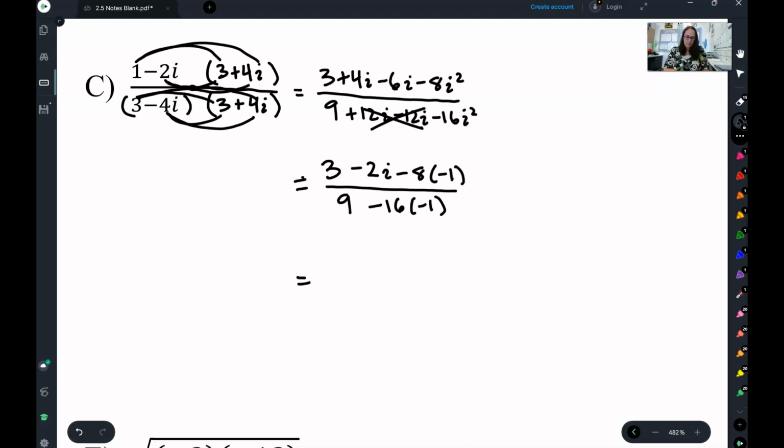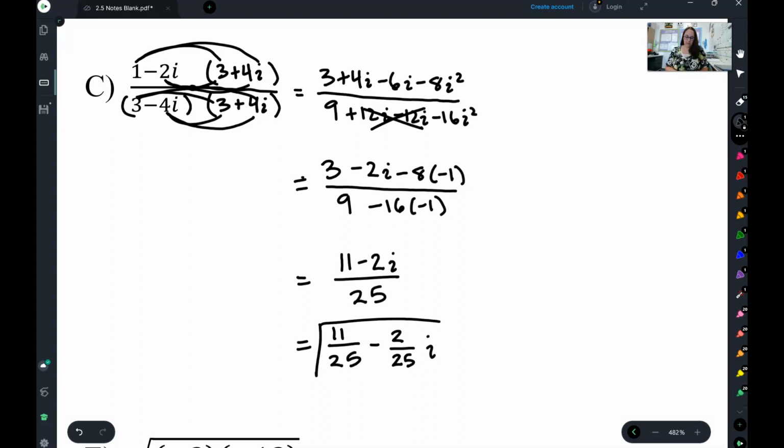So this becomes 3 plus 8, 11 minus 2i. This becomes 9 plus 16. Two negatives make a positive. 9 plus 16 is 25. And then the last step is we're going to divide both of these by 25.